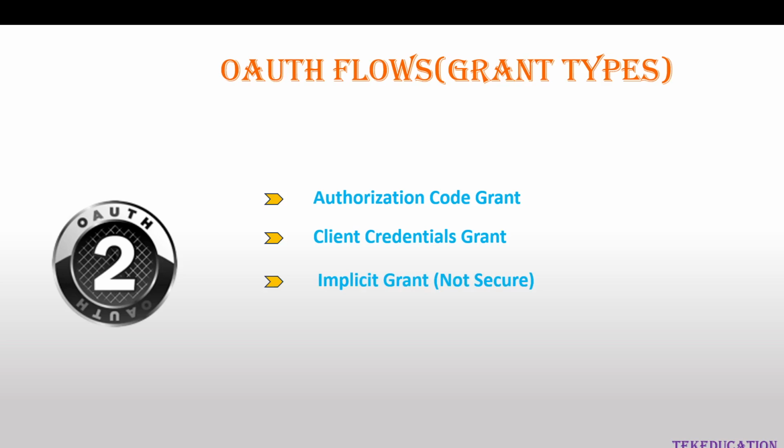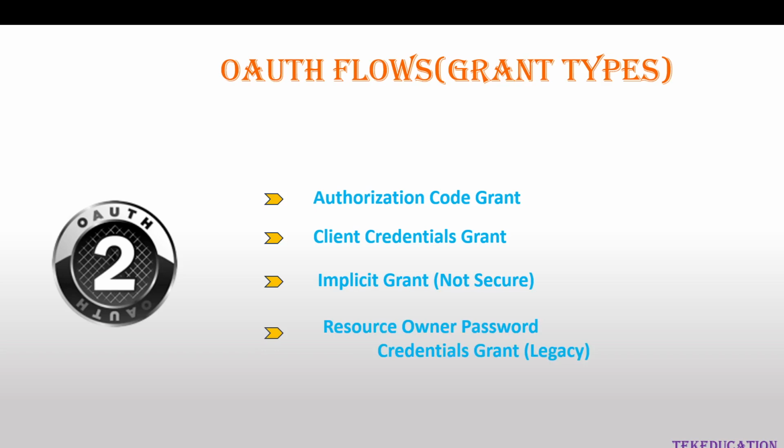Third one is implicit grant. This is the simpler form of authorization code grant. We will discuss this in the further slides. And the final one is resource owner password client credentials grant.